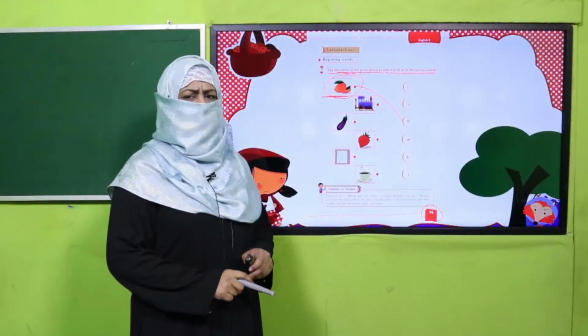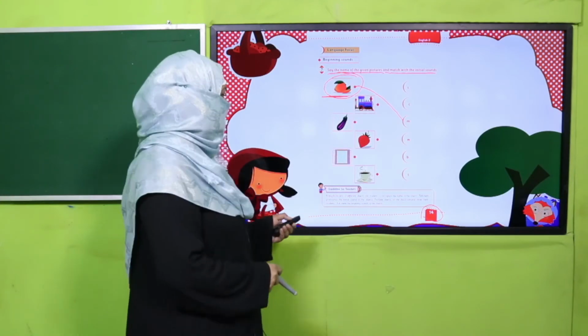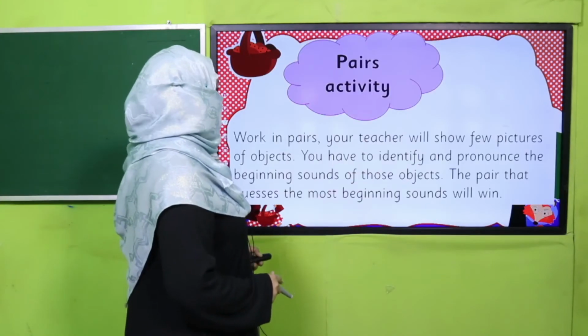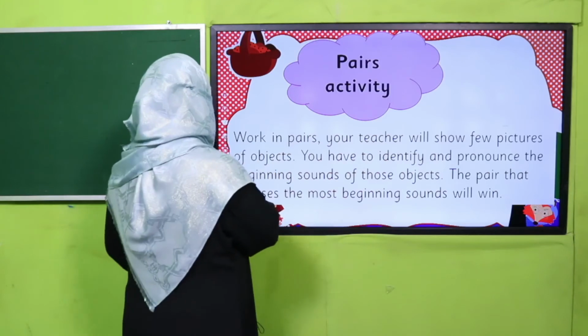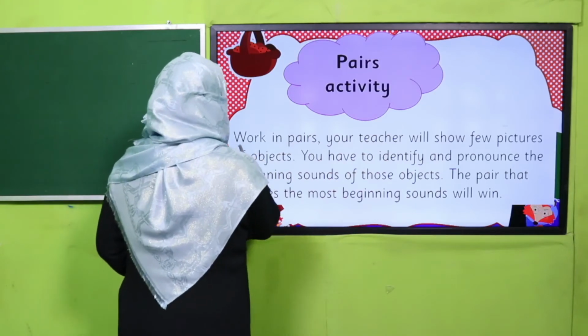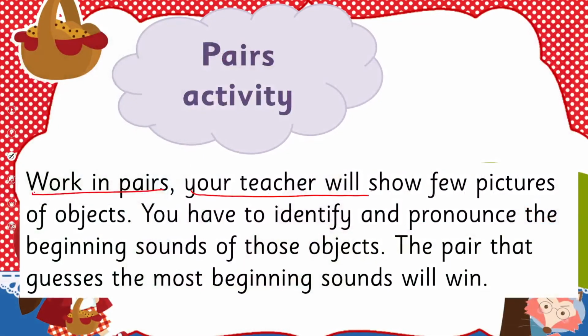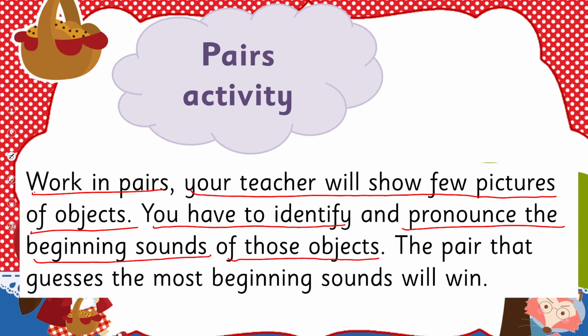Yes, my dear children, are you done with it? Good, you are smart. So, here your teacher is going to make you work in pairs. Your teacher will show a few pictures of objects. You have to identify and pronounce the beginning sound of those objects. The pair that guesses the most beginning sounds correct will win.